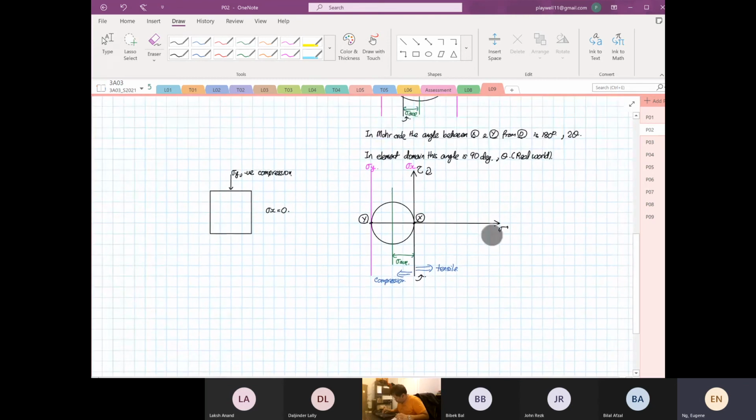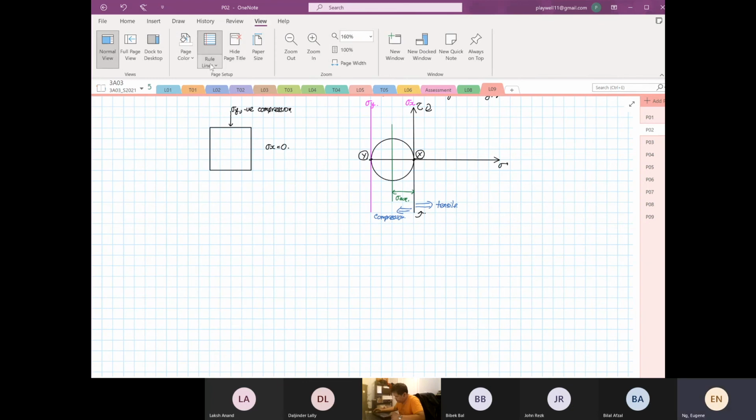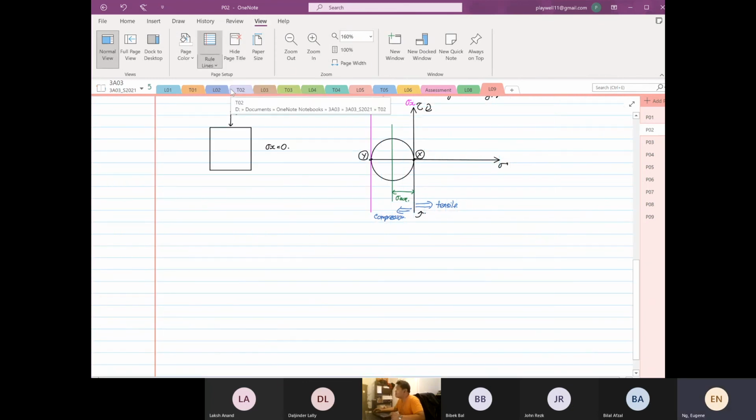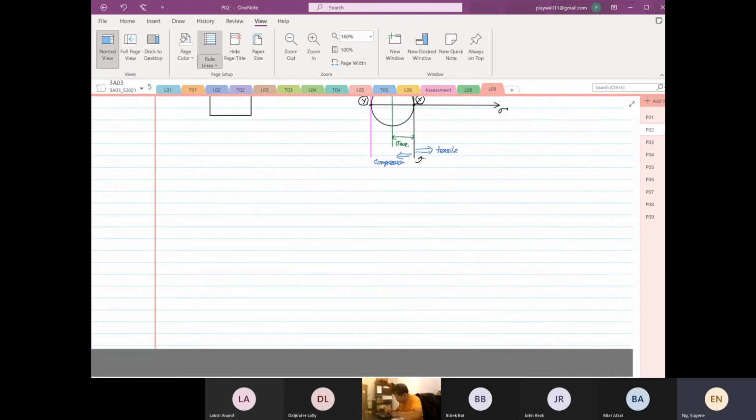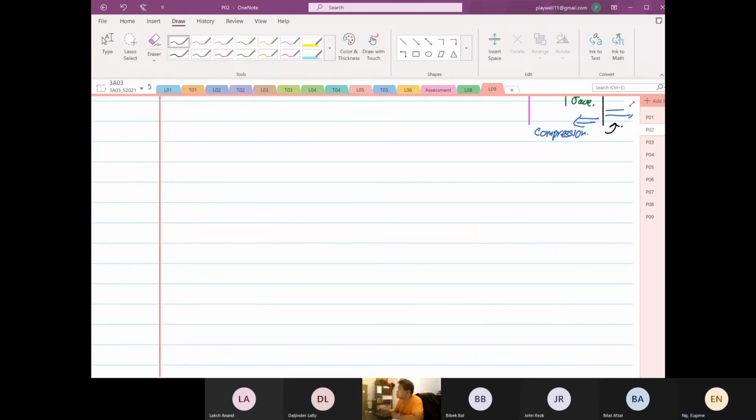So the next thing we're going to look at is shearing stress. Any questions so far? Anyone putting up a hand? No, I don't see any. Yeah, no one is asking questions. Okay, so the next thing we're going to look at is shearing stress.